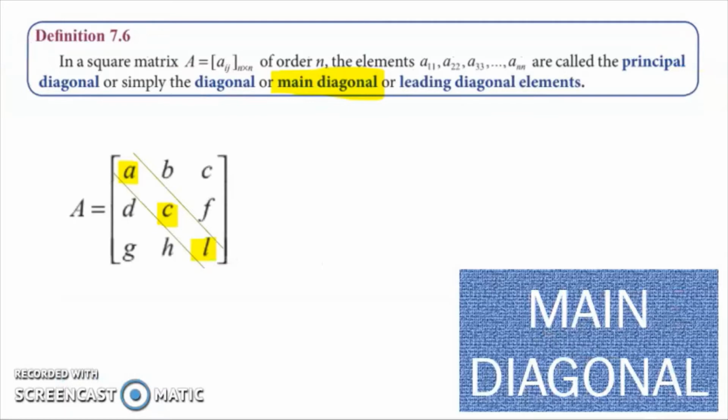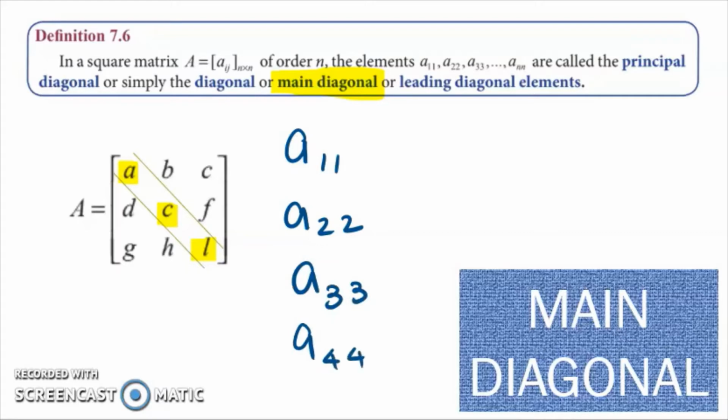Main diagonal of a square matrix will be the elements which are A11, A22, A33, A44, and so on. So in short, you can say Aij is elements of the main diagonal if i is equal to j.